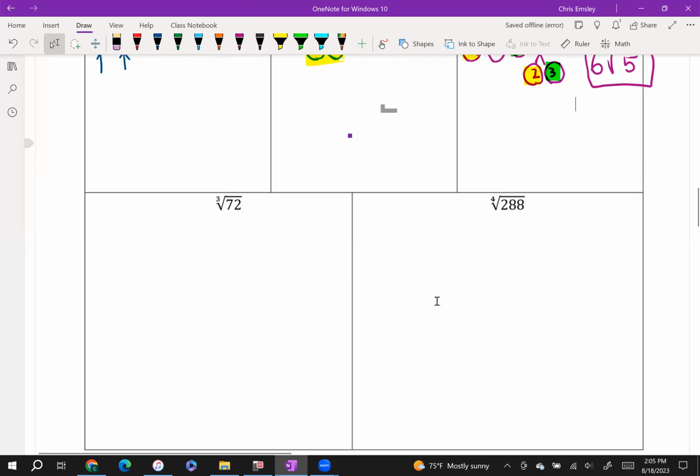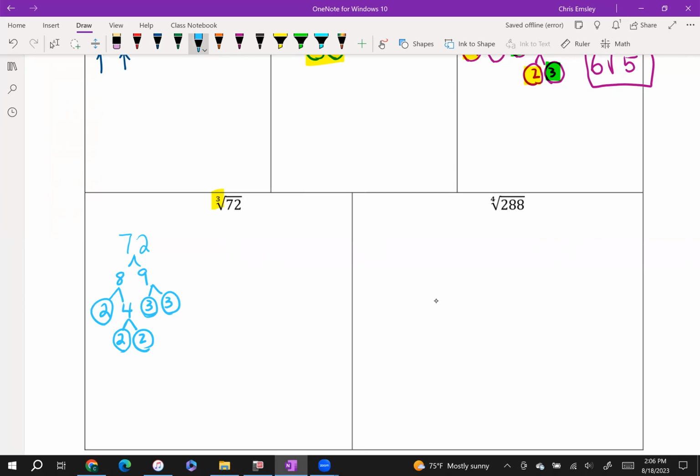Okay, this time we have the cube root. Oh, that's exciting. We changed. It's not a square root anymore. It's a cube root. So we're going to do it the same way, though. We're going to write the prime factorization of 72. I know 72 could be written as 8 times 9. 8 can be broken down into 2 times 4. That one's done. No more breaking down. But 4, we can do it again. 2 times 2. And 9 is 3 times 3.